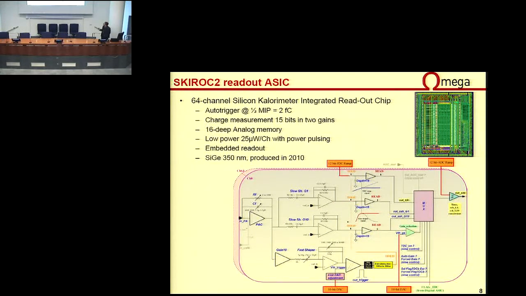So I start with the Skyrock chip, which is intended to read out this silicon PIN diode. This chip has been designed in AMS 0.35 micrometer technology, meaning that we have a dynamic range for the power supply of 3.3 volts. It has an auto-trigger capability up to half a MIP, which is quite small because it's 2 femtocoulomb. There is a large dynamic range, and we have an analog memory which samples the interesting events, which are sampled only when a trigger occurs.